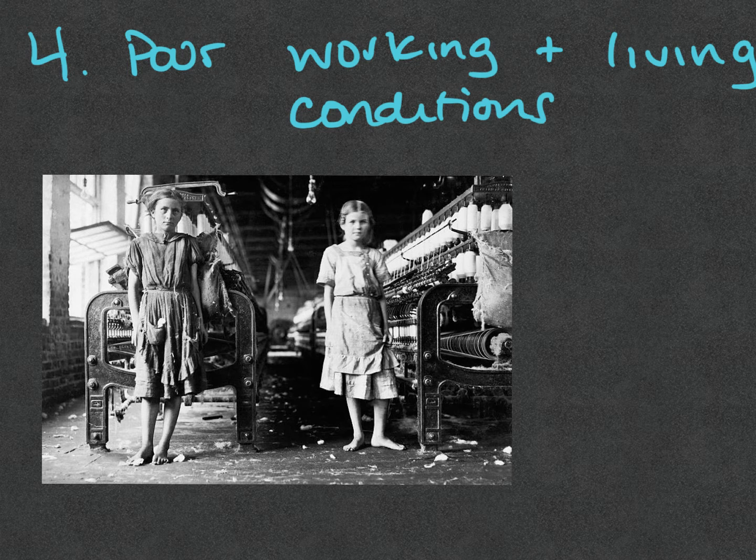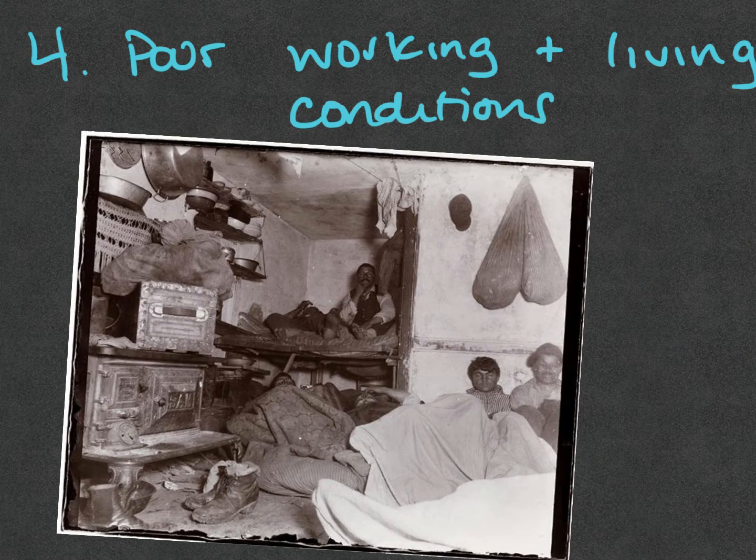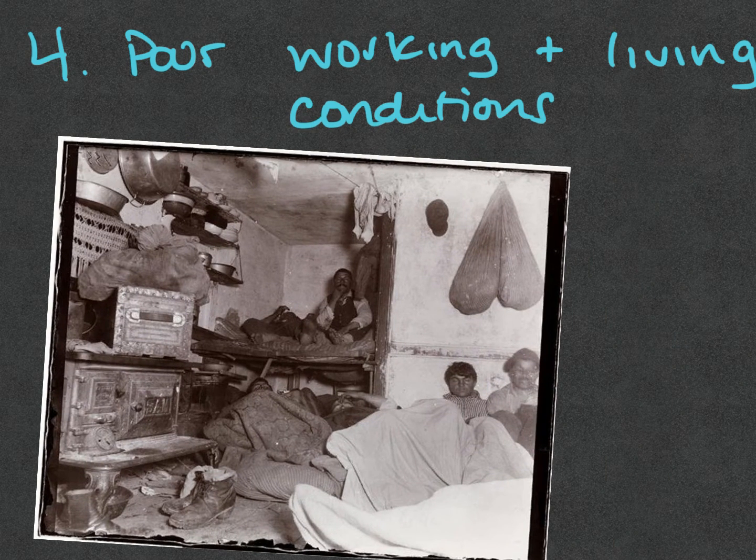And as you can see here in this image, children are working. There are no protections for children. The children are working in unsafe conditions. They're not wearing shoes, for crying out loud. This is not safe. So those are just some of the really horrible working conditions that we see happen because of the Industrial Revolution. Then the living conditions are also very bad.